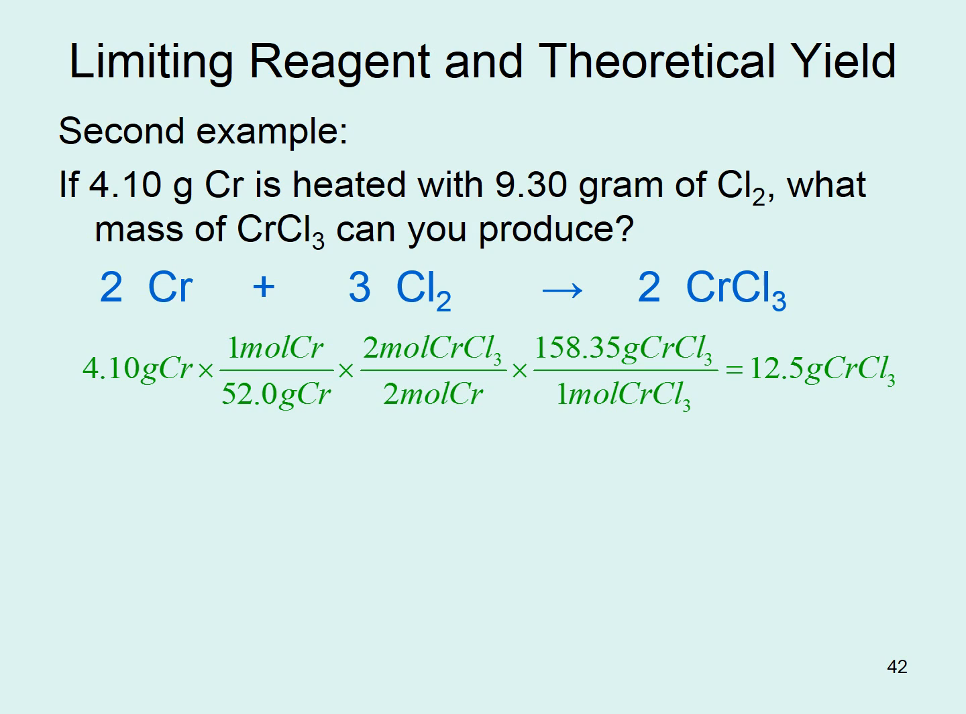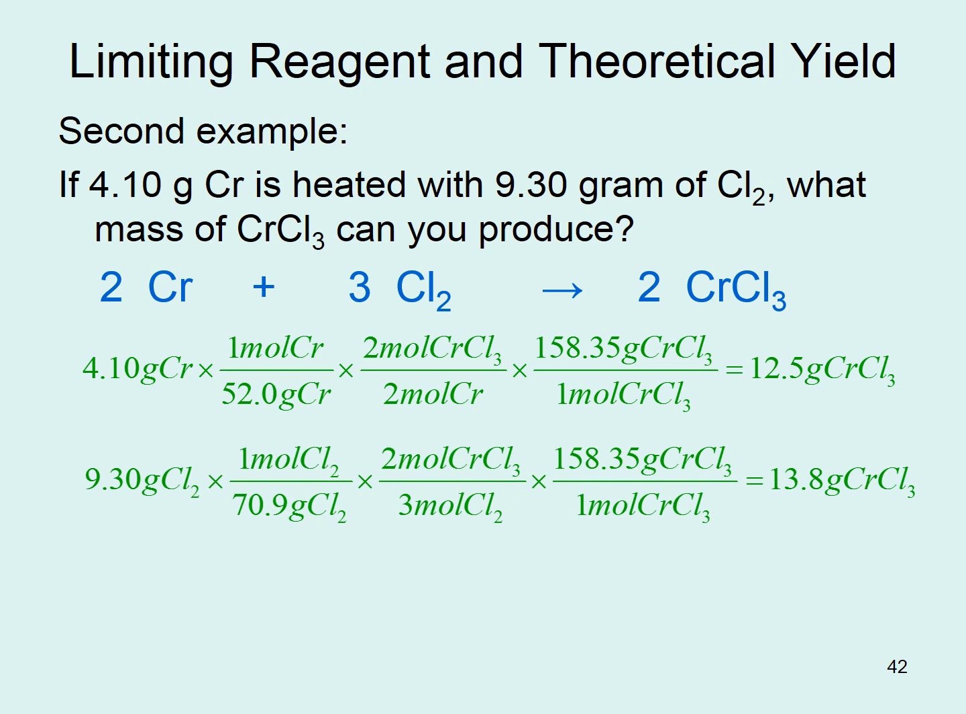So if you ever see that term excess, then you don't have to worry about it, because it's not the limiting reactant. It's the one given to you. All right, in this case, 9.3 grams of chlorine, divide by the molecular weight of chlorine. Now it's 2 moles of chromium chloride to 3 moles of chlorine multiplied by the molecular weight of chromium chloride, and we can make 13.8 grams of chromium chloride.